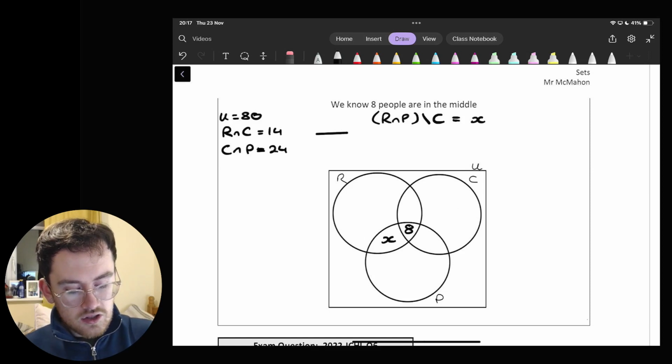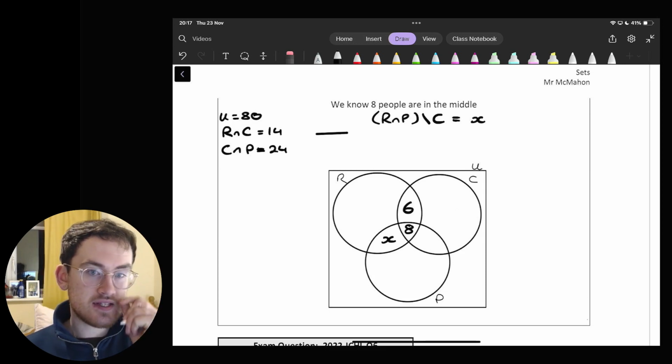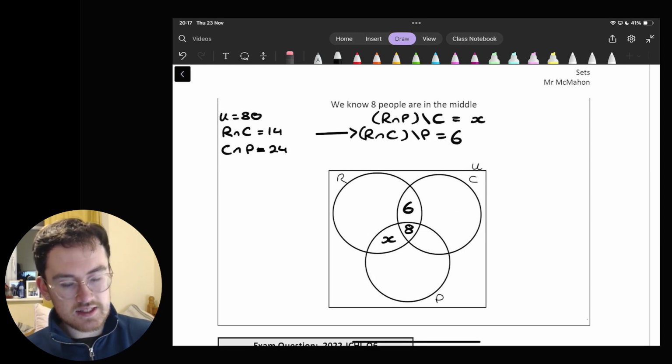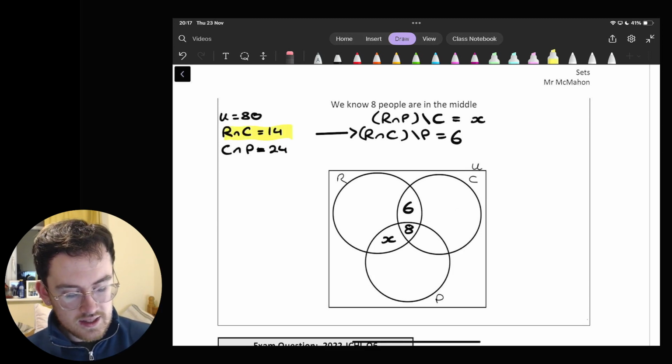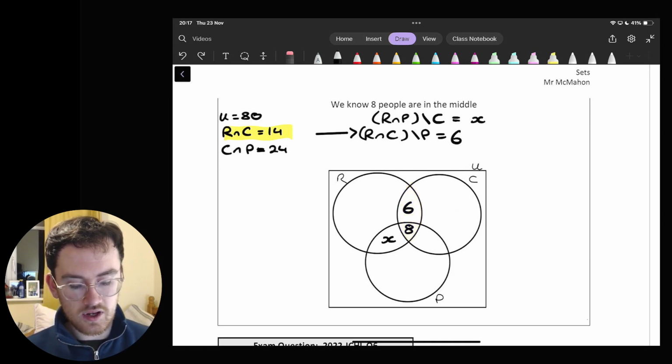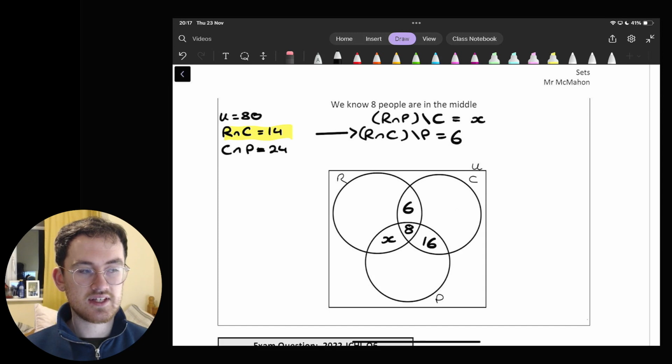Okay, let's use what we know here. Rock and country is 14 people, but there's already 8 people in the middle, so there must only be 6 people in this section. So rock and country only, without the pop, is 6 people. Remember, rock and country is the entire section here, but that's not what we're looking for. We are looking for what was left over. Similarly, country and pop is 24, but I already have 8, so that means I have 16 there.